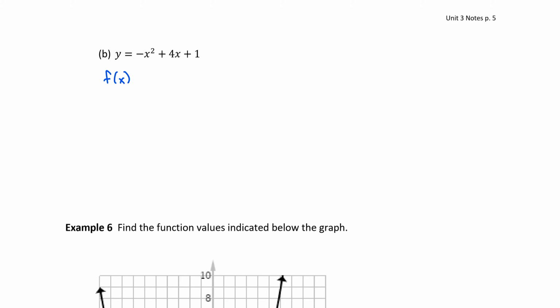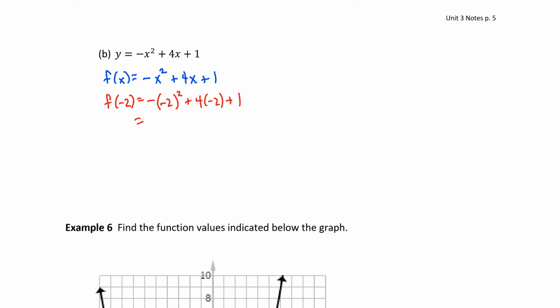In this case, since y is isolated, I'm going to replace it with f of x, and there is my function in function notation. Then I can find the requested values. The first one, I think, was f of -2. So I'm going to plug -2 in everywhere I see an x. First, I'm going to record the negative from the given function rule, and then I'm going to replace x with -2. Okay, so notice we've got some negatives to wrestle with here.